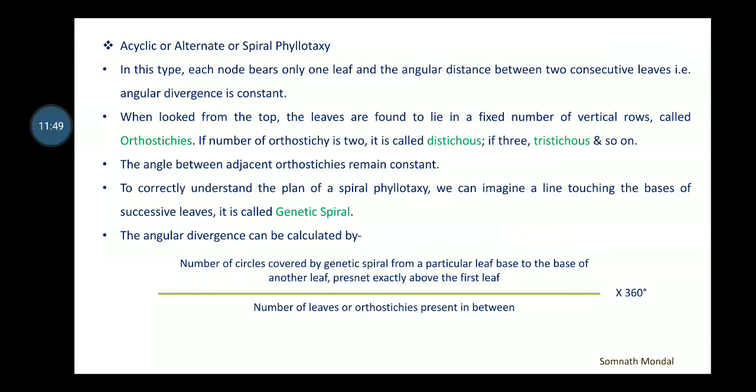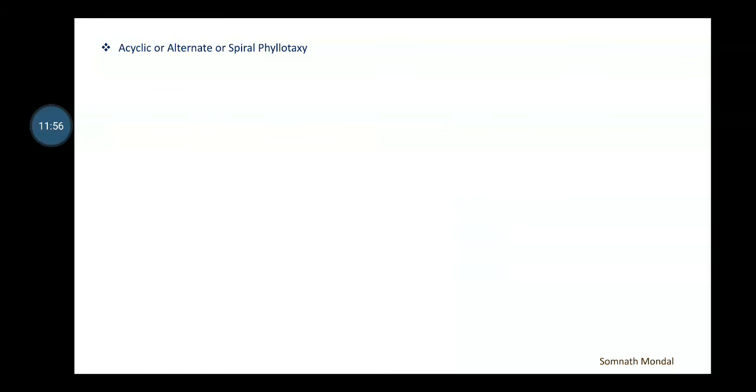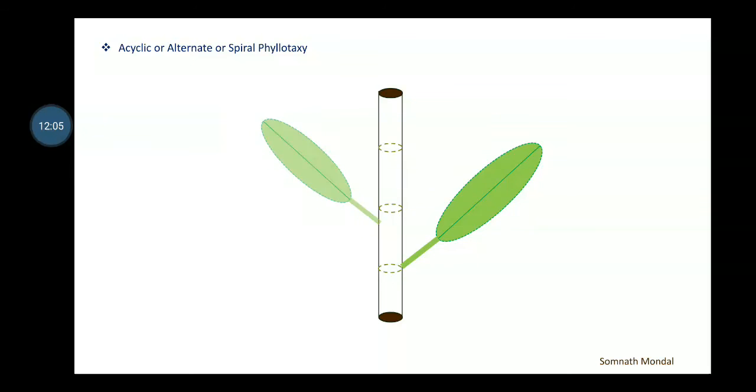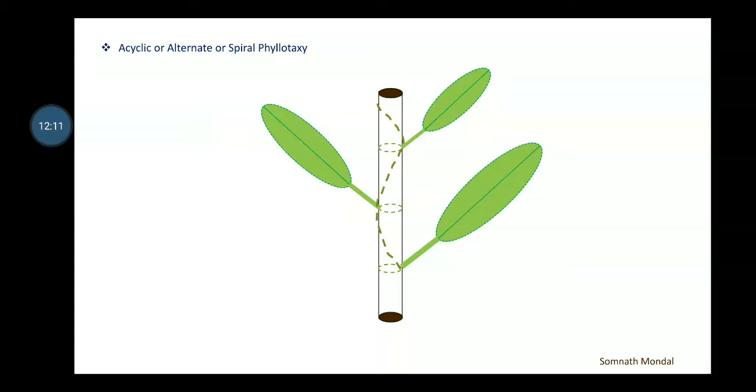So we will discuss with some examples so that it may be more lucid, more easy. First of all, let's have a diagram. So there will be 1 leaf per node, like that. And we can draw a spiral line, or we can imagine a spiral line touching the leaf bases, and this spiral line is called the genetic spiral.